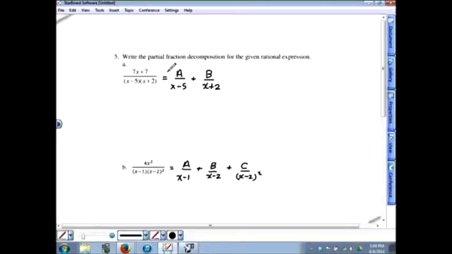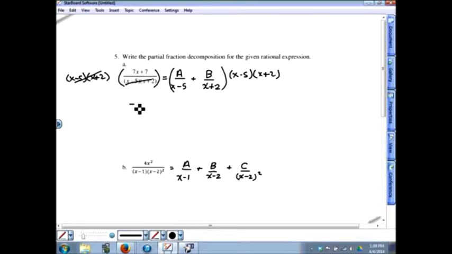Now up here on part A, after you make the form of the partial fractions, you multiply each side of the equation by the lowest common denominator. In this case, it's x minus 5, x plus 2, something over here.